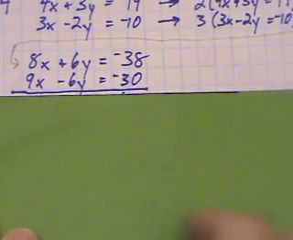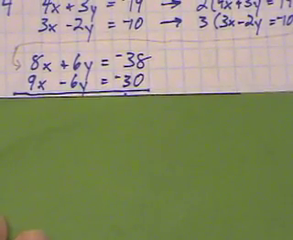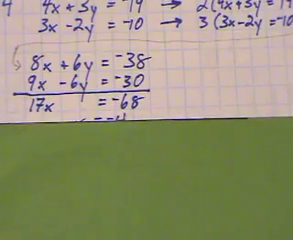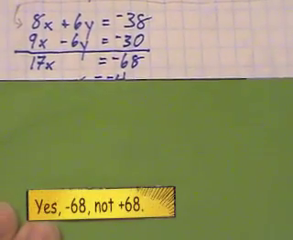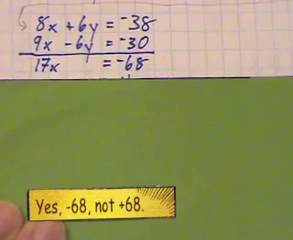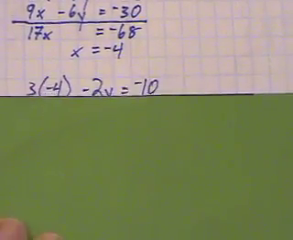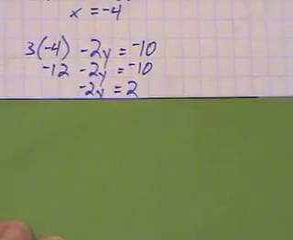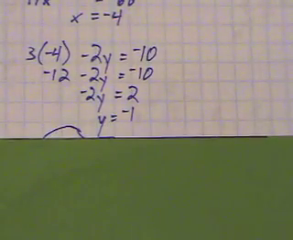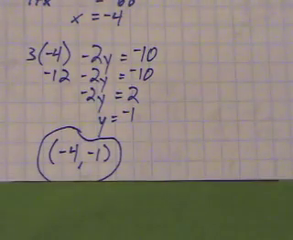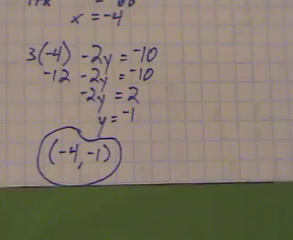Fortunately, we've got one positive, one negative. We can just add them. 17x equals negative 68. Cross your fingers that 17 goes into 68. X equals negative 4. Substitute the negative 4. Y equals negative 1. Your solution, negative 4, negative 1.